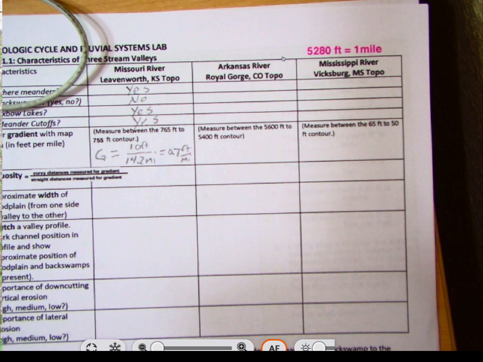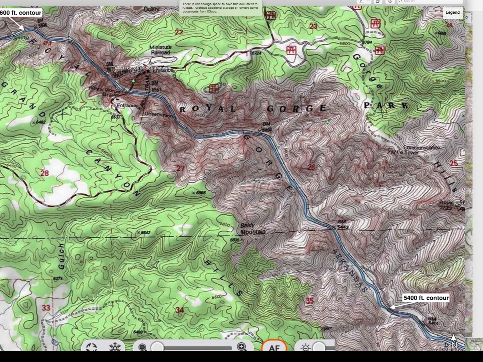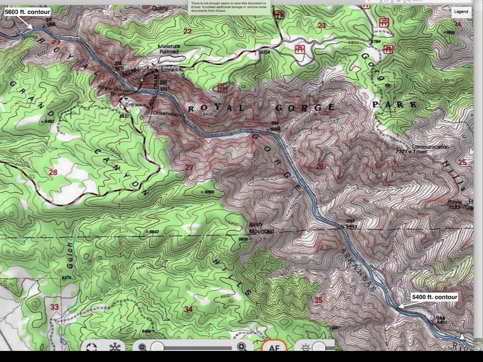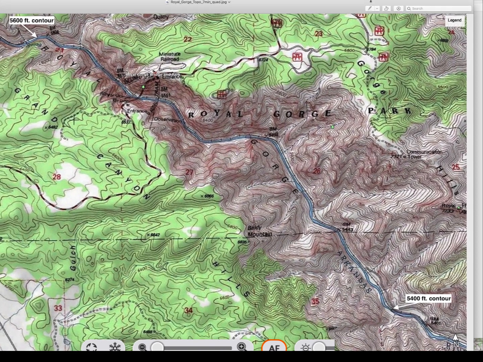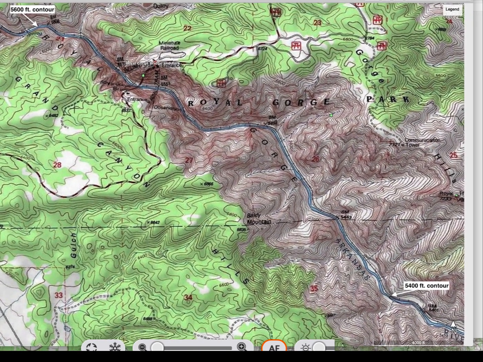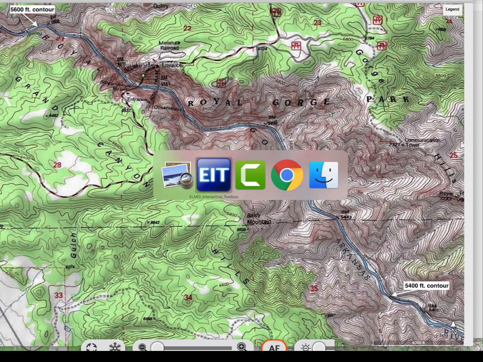For example, let's look at the Arkansas River Royal Gorge map here. In this case, I'm asking you to measure from this point here, the 5,600 foot contour, and you'll place your string, make it go all the way down here, down to the 5,400 foot contour. And this map has a different scale. Note that the bar down here is 4,000 feet.